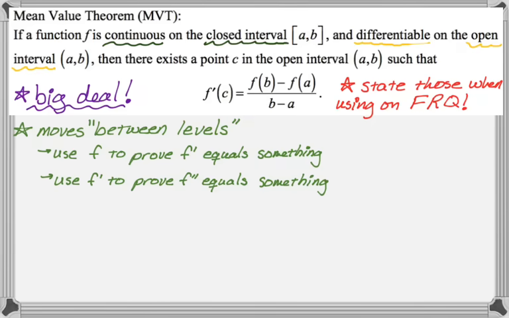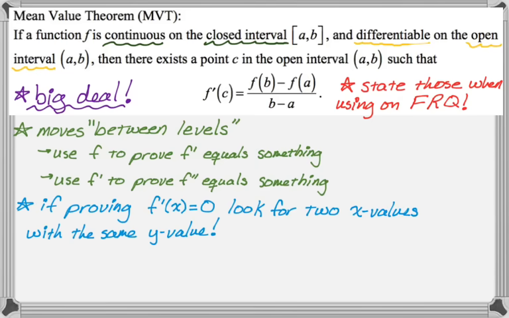A couple of things about this. It just gets used all over the place, so you definitely want to make sure you know this inside and out. If you're going to prove that f prime of x equals 0, to save yourself a lot of time, look for two x values with the same y value. This is also called Rolle's theorem, but it doesn't matter if you know that name. You just want to find a place where the slope of the secant line is 0, basically.